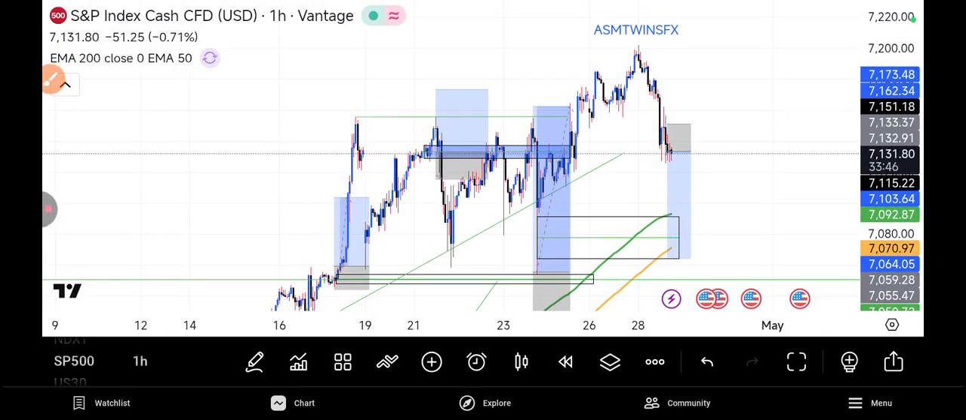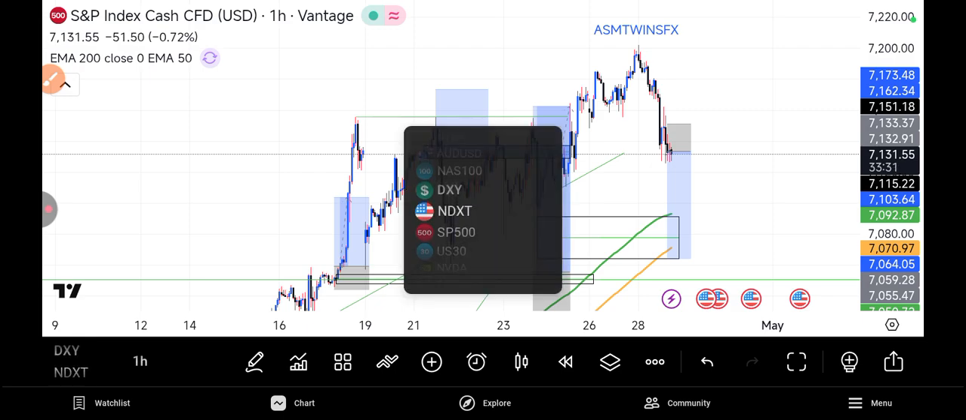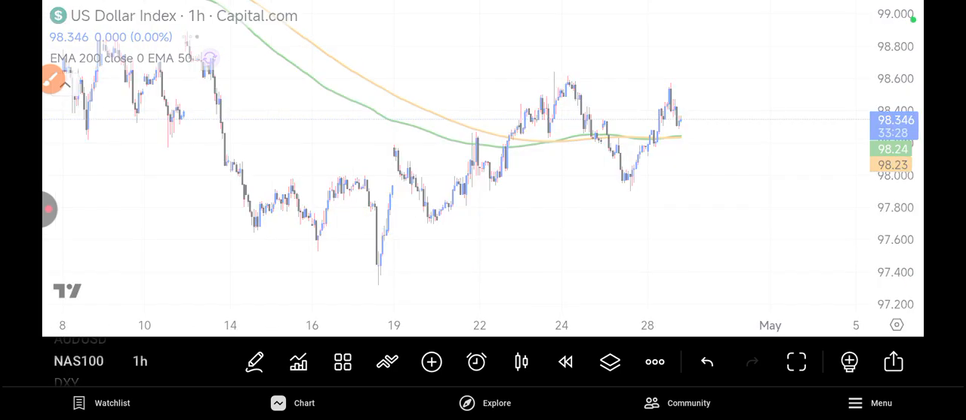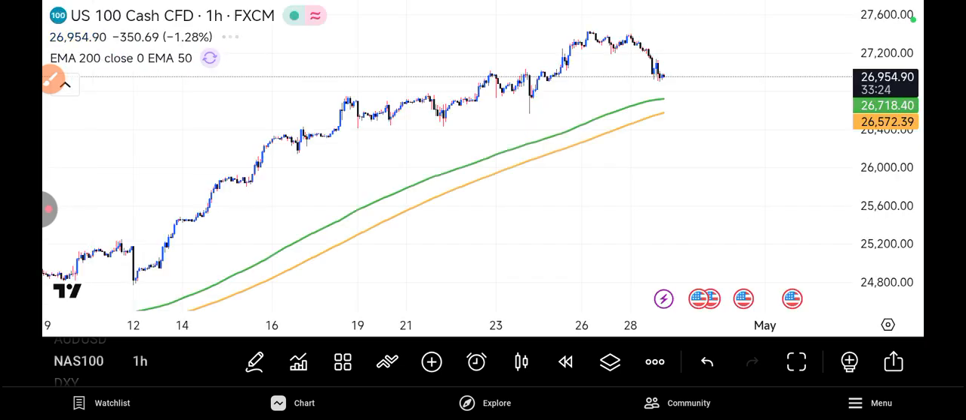Okay, good day, everybody. You remember about last week? You remember on Monday what I said about the NASDAQ 100, that we are expecting the indices to fall. So this is the S&P 500. Let's look at our NASDAQ 100. Okay, this is the NASDAQ 100, the US 100.